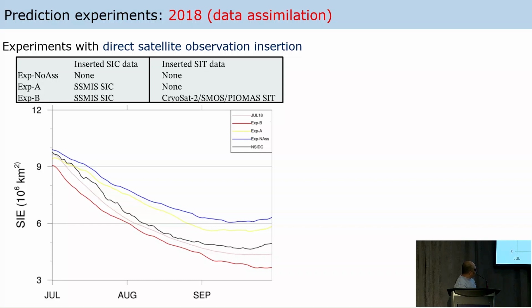By contrast, directly inserting satellite ice concentration and thickness, we end up with this red line, which underestimates the observation. Assimilating both satellite ice concentration and thickness, you see we have the best predictive skill, okay? That line is close to the black line.